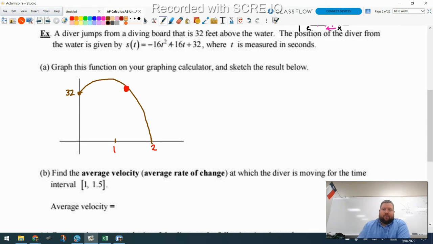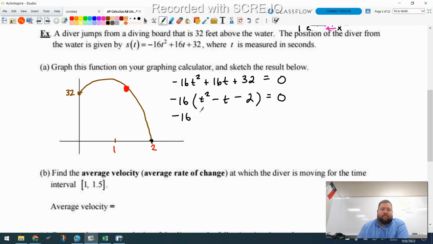You can find the zeros by setting your equation equal to 0. This is where the position would be 0, right there. So negative 16t squared plus 16t plus 32 is equal to 0. Factor out a negative 16. So you get a positive t squared, a minus t, and a minus 2. And you can factor that: t plus 1, t minus 2. And so you get t equals negative 1, but for our problem, t is not allowed to be a negative number because t is time measured in seconds. So t equals 2 is the one we want there. And that's where our zero is located.